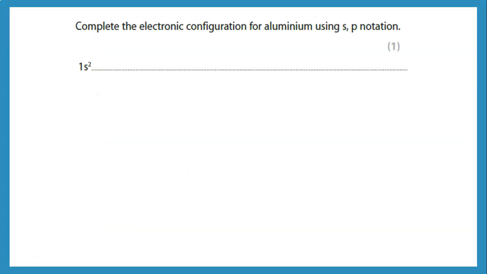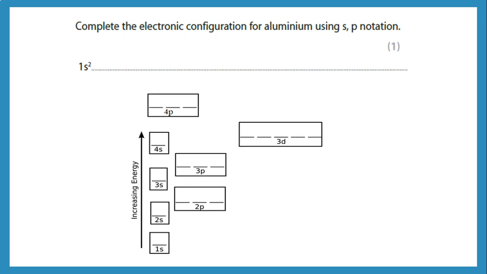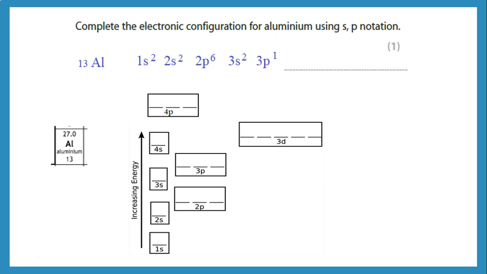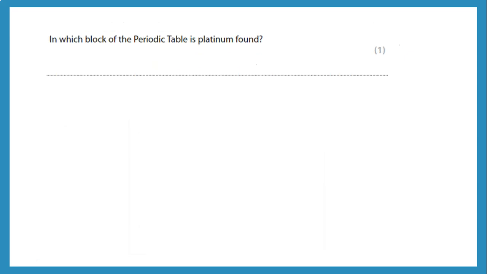Complete the electronic configuration for aluminium. What is the electronic configuration for aluminium? We said aluminium has 13 electrons. So how do we distribute them? We put 2 into the 1s, 2s2, 2p6, 3s2, and I'm left with only 1, so that goes into the 3p. So this is my electron configuration, and this is how we write it.